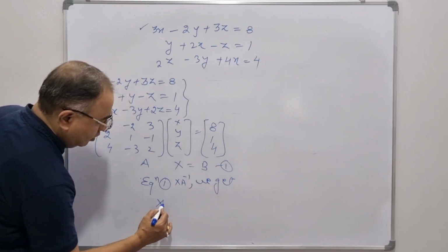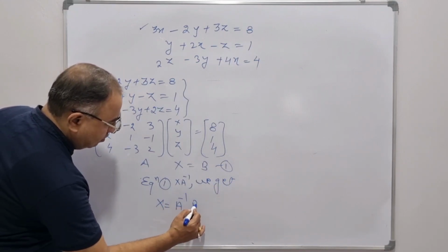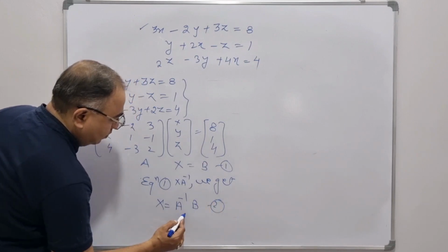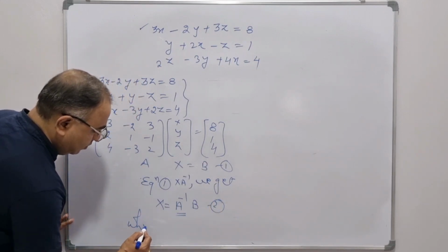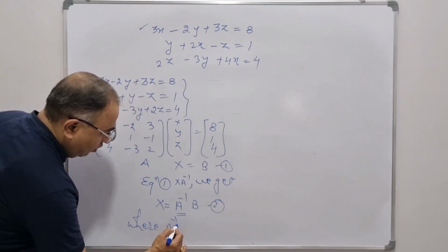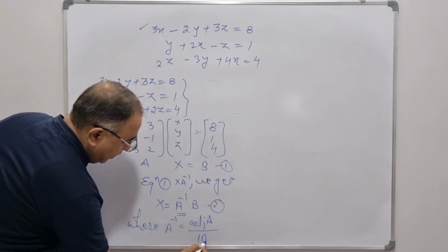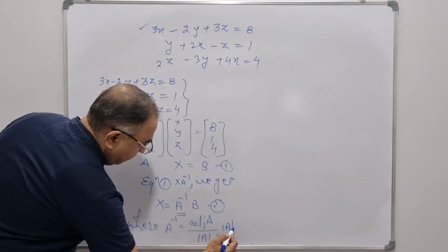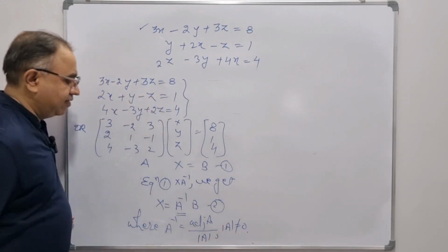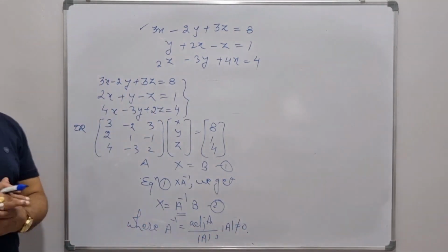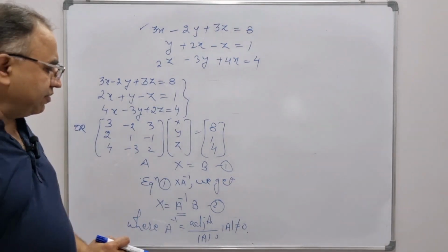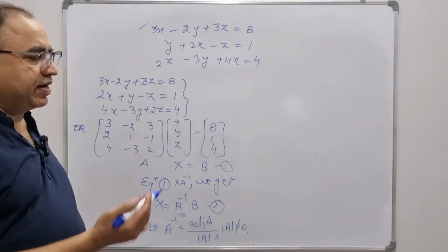Now you will get x equal to a inverse b. This you can get now as equation 2, where a inverse is adjoint a upon determinant a, and determinant a should not be equal to 0. So this much is done. Now you are asked to find only adjoint of a. That is the next part we will do now.